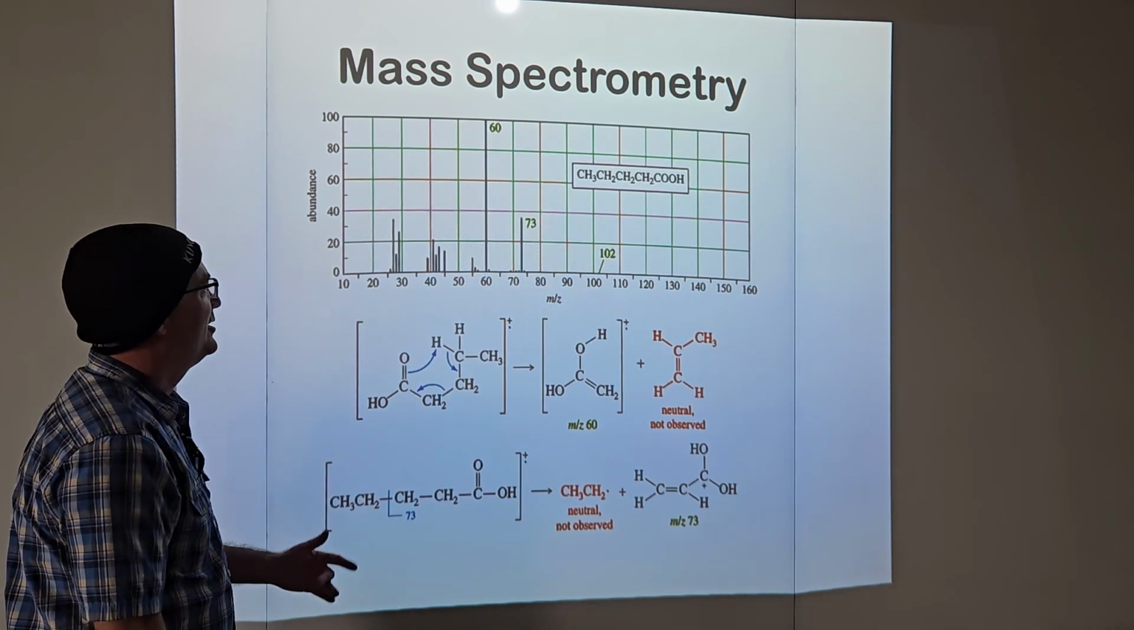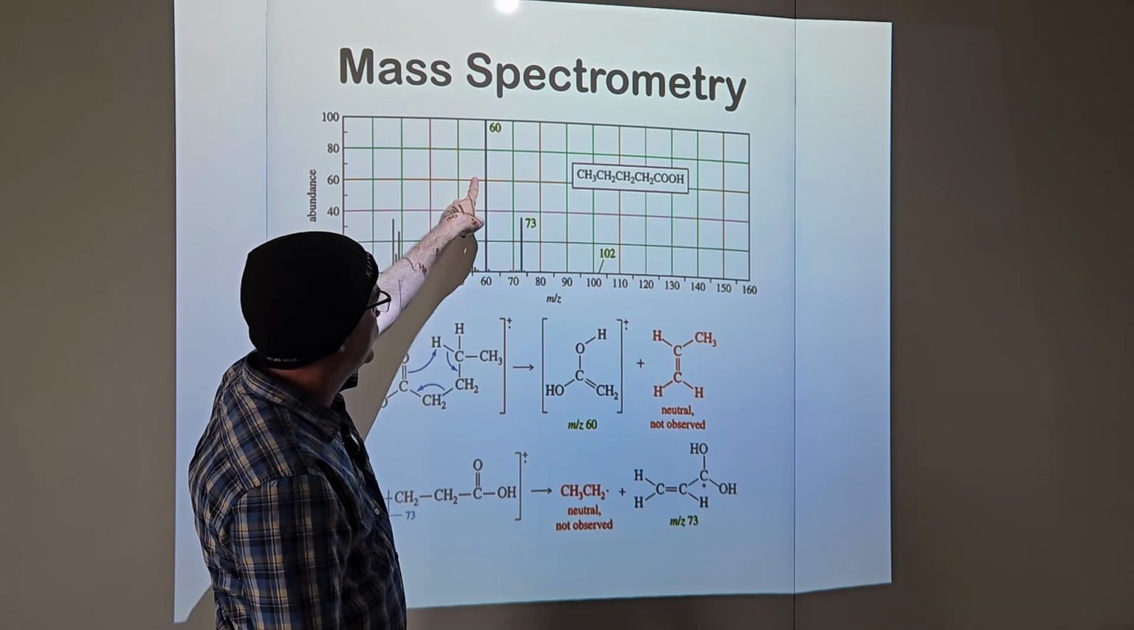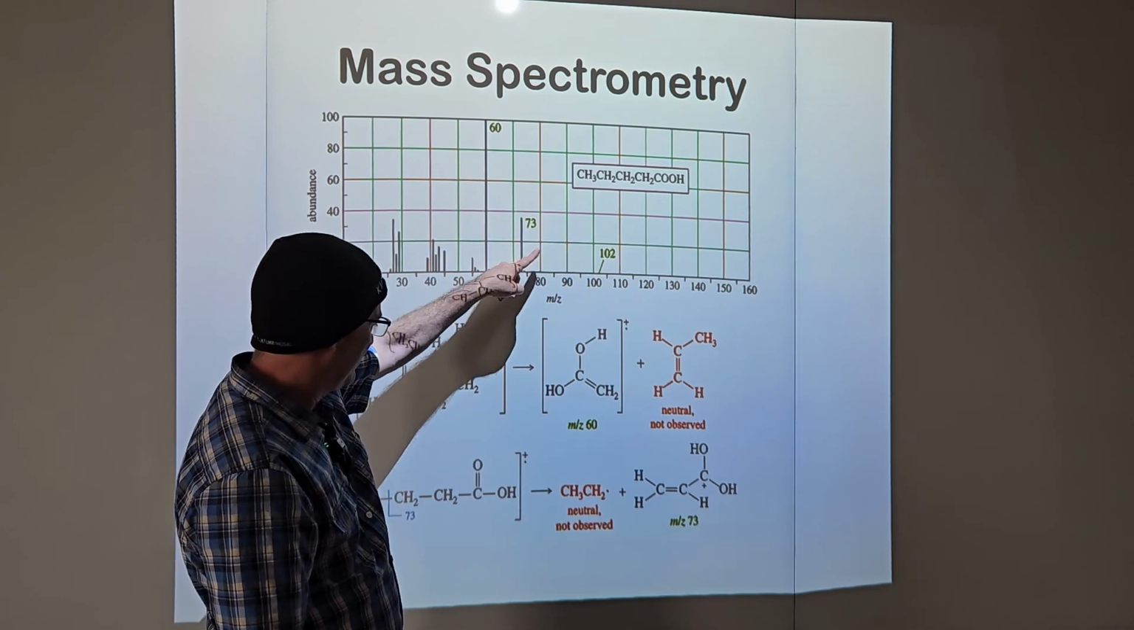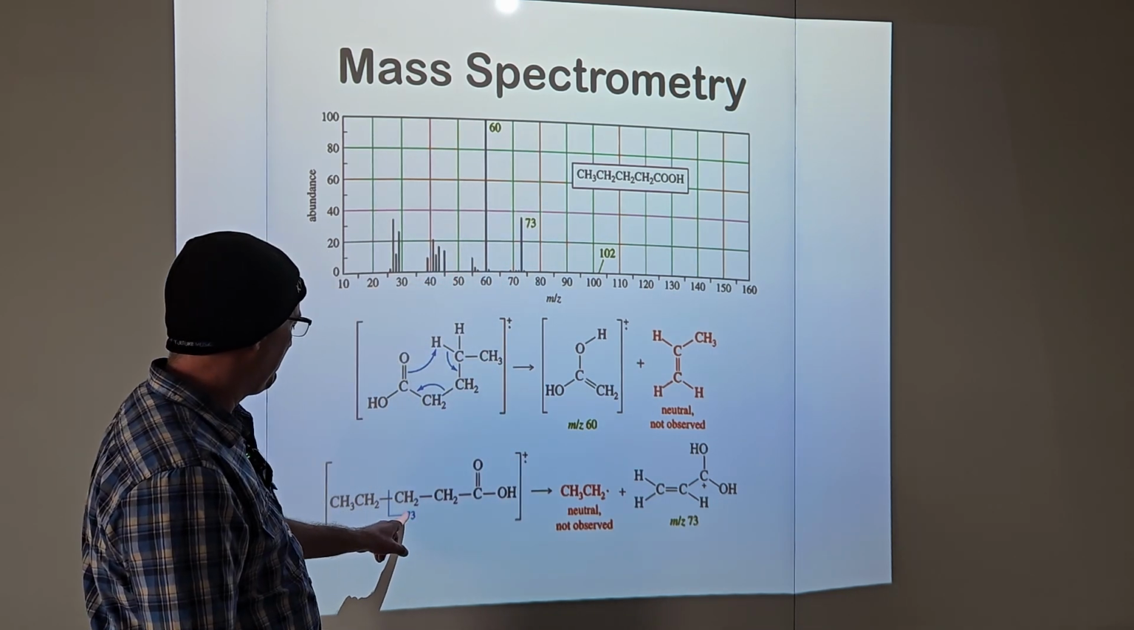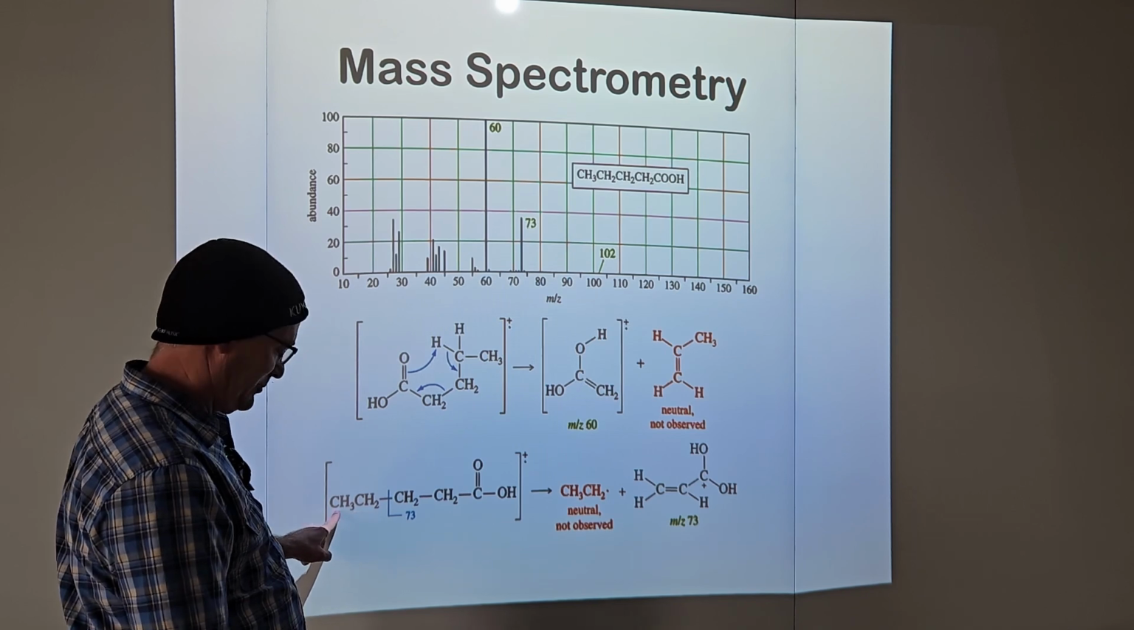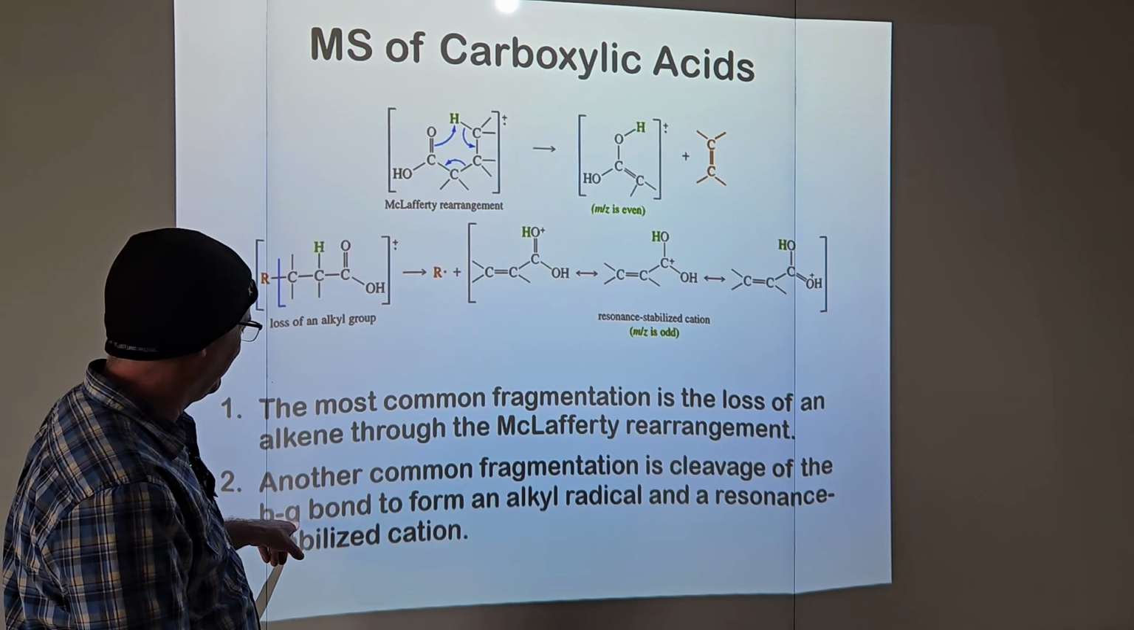What am I at? 48. But here's our 60. There's our base peak. What's this, 73? Alpha, beta, gamma, epsilon, beta through whatever G is.